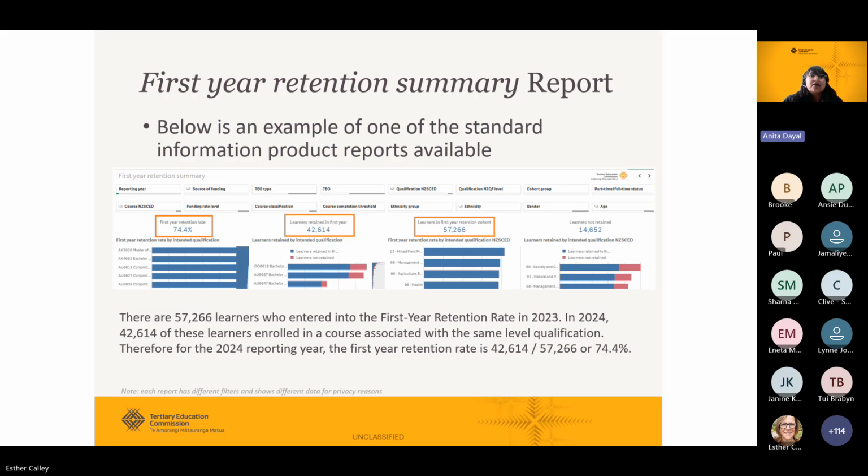That's the 42,614 divided by 57,266. It also tells you how many learners were not retained. In this example, it's 14,652 learners. This report also shows you the first year retention rate by intended qualification and qualification NSCED.